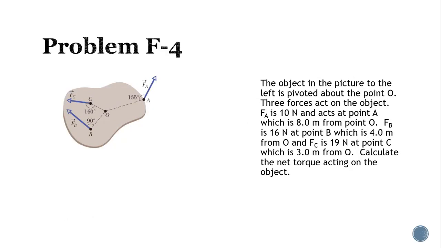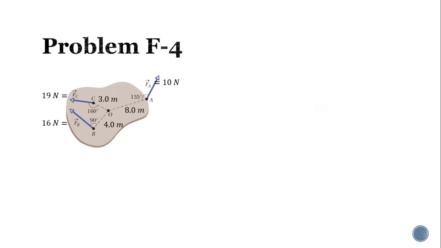So let's look at a quick example problem. Here I've picked an object, pictured, that pivots about point O, and I have three forces that act on the object. Force A is 10 newtons and acts 8 meters away from O. Force B is 16 newtons and acts 4 meters from O. And force C is 19 newtons and is 3 meters from O. I want to calculate the net torque on the object.